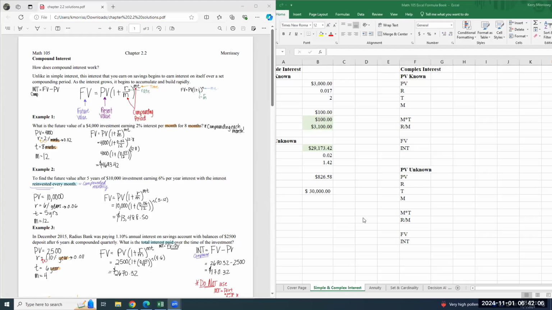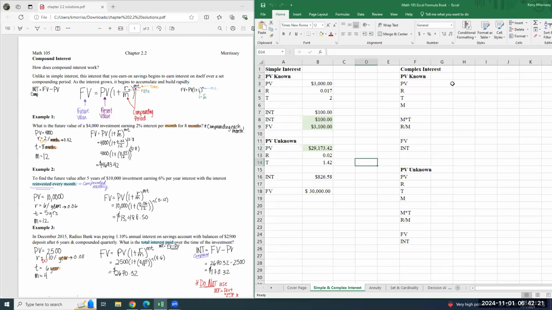Welcome to Math 105, where we are talking about Chapter 2.2 Compound Interest and putting that onto your Excel sheet today. So you'll notice that we have our completed guided notes solution. We're just going to be using a couple of these equations to type into your Excel. So make sure that you have your sheets from class today in order to complete it.